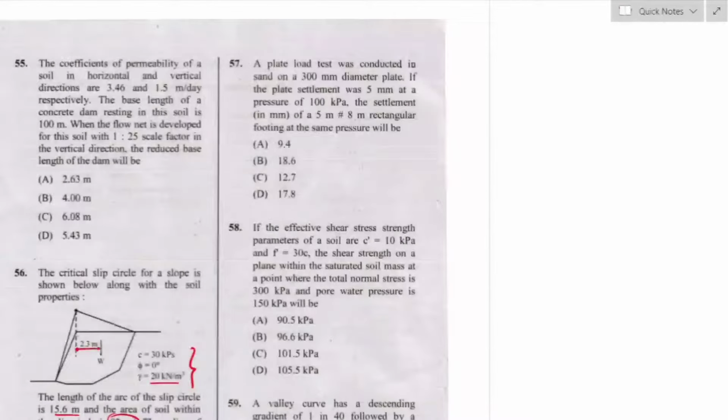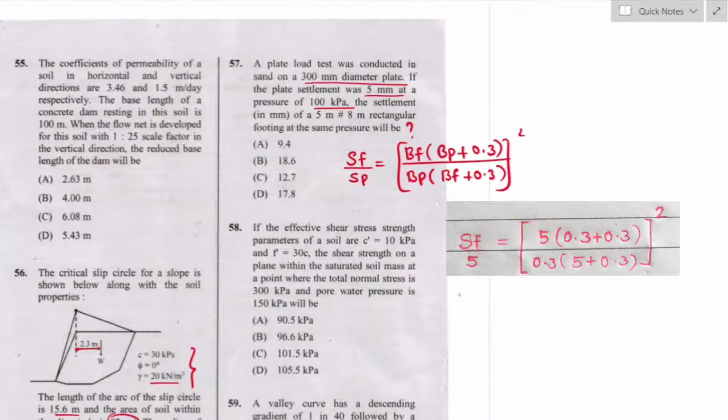Question number 57. A plate load test was conducted in a sand on 300 mm diameter plate. If the plate settlement was 5 mm at a pressure of 100 kPa, the settlement in mm of a 5 meter by 8 meter rectangular footing at the same pressure will be. So settlement of the footing will be 5 into 3.559, which is equal to 17.8 mm. So option D is the right answer, 17.8 mm.